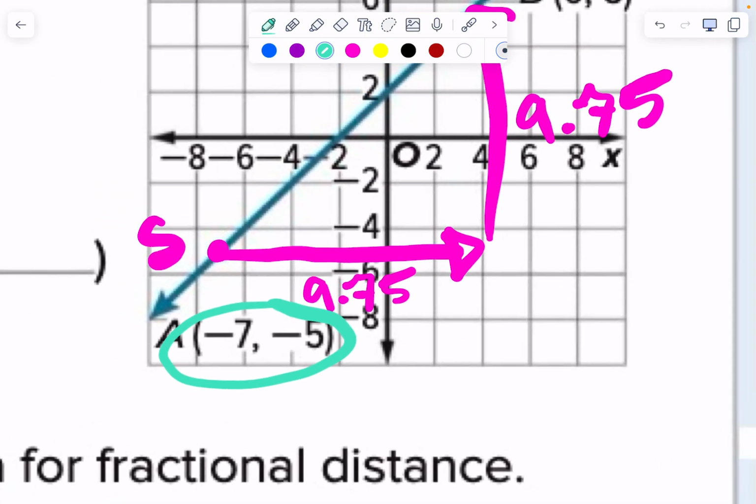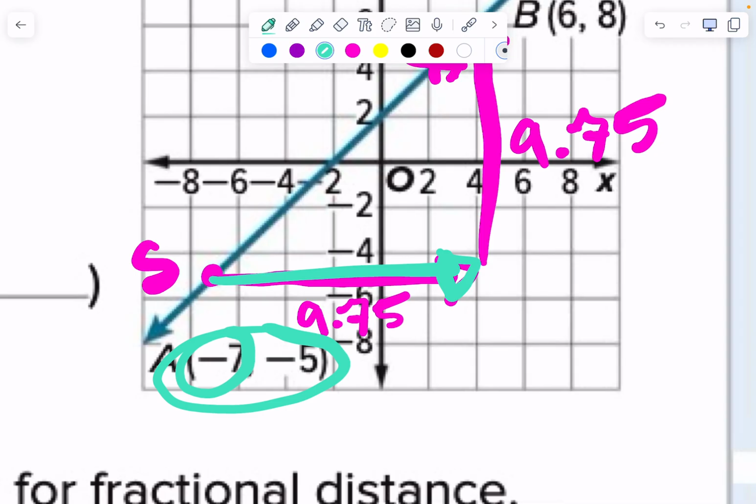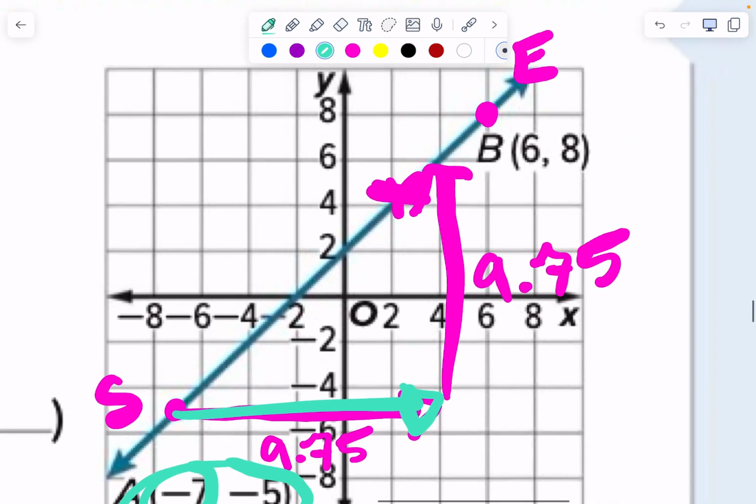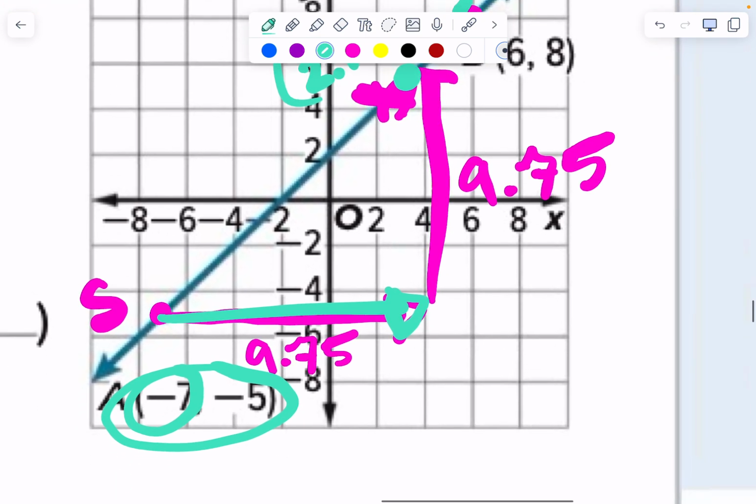Now, if I'm going to the right, which coordinate am I going to add 9.75 to? The x. -7. What's -7 plus 9.75? Or 9.75 minus 7? This is going to be 2.75. So I'm going to go over to 2.75. So whatever coordinate it is right here, 2.75, that guy right here. Do you see how we get that number? We're adding it on to the x coordinate.